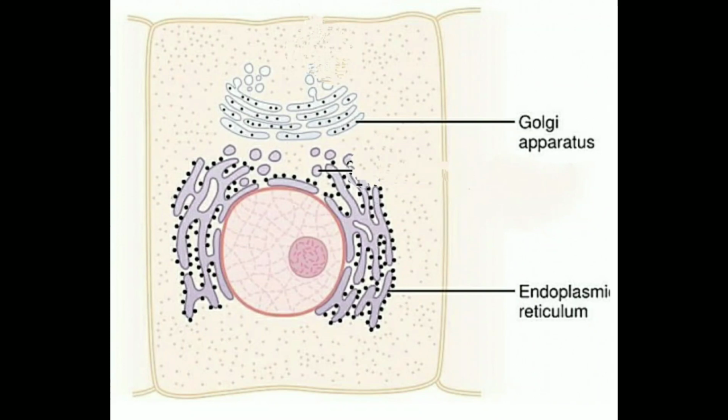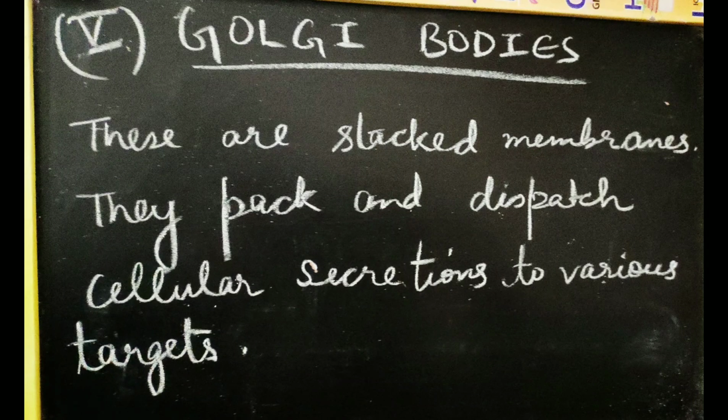Also you can see another cell organelle here, the Golgi apparatus or the Golgi bodies. These are stacked membranes. They pack and dispatch cellular secretions to various targets.